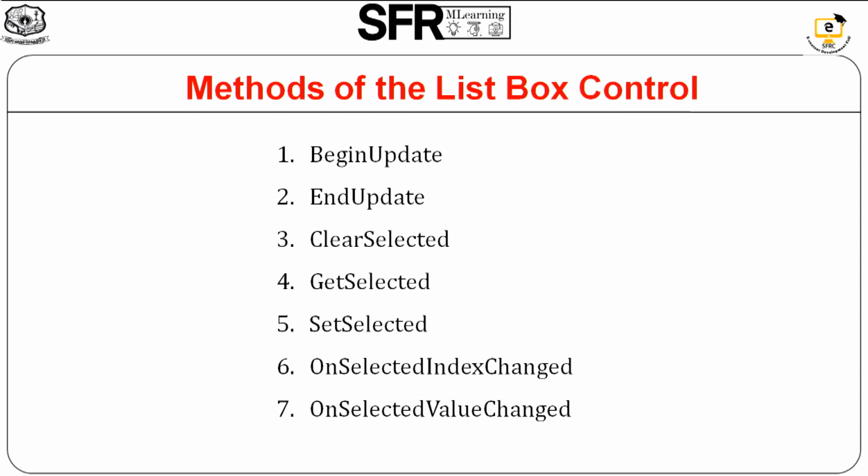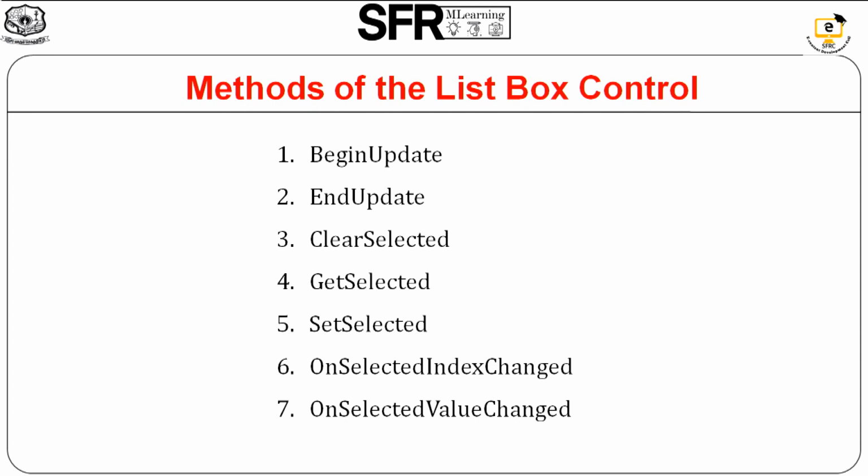Then we see the methods. The first one is BeginUpdate. It is used to prevent the control from drawing until the EndUpdate method is called, while items are added to the list box one at a time. The second one is EndUpdate. It resumes drawing of the list box after it was turned off by the BeginUpdate method.